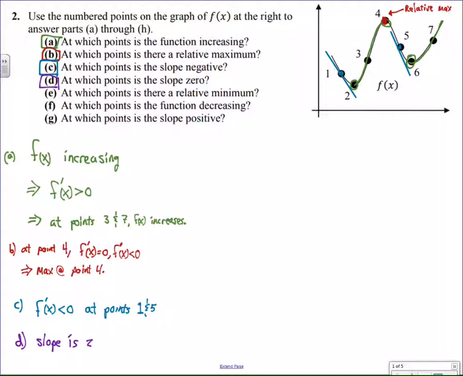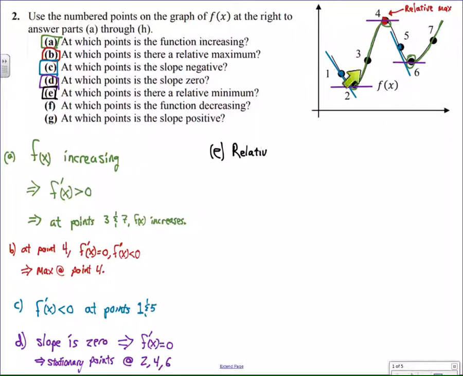F prime of x less than 0 is basically when they say the slope is negative. They're just looking for what points are on the graph when the graph is decreasing. So that happens at point 1 and it happens at point 5. Part D, slope of 0, happens at 3 different places. Basically we're looking for stationary points, so you identify all 3 stationary points. Those happen to be points 2, 4, and 6.